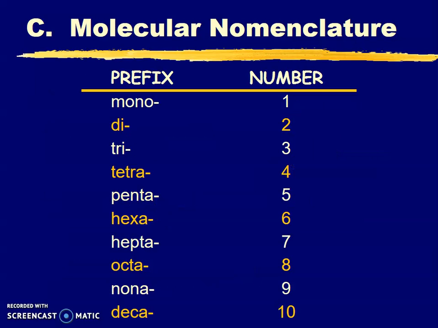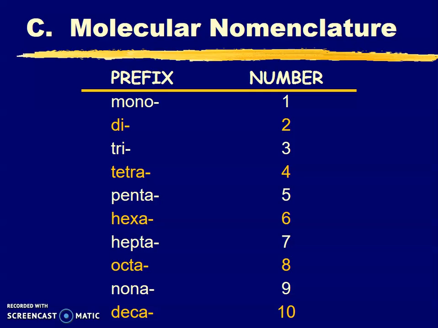Well, let me give you your prefixes first. Okay, so here are your prefixes. Make sure to add these into your notes. So we use the prefix mono for 1, di for 2, tri for 3, tetra is 4, penta is 5, hexa 6, hepta 7, octa 8, nona 9, and deca 10.